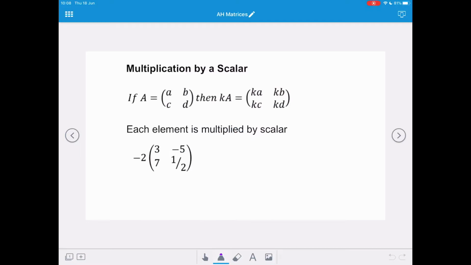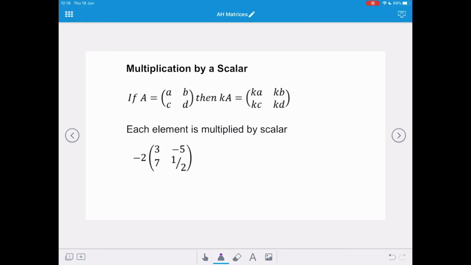And finally, we're going to look at multiplication by a scalar. So if we have the matrix A equals A, B, C, D, then Ka, where K is a scalar quantity, is going to equal Ka, Kb, Kc, Kd. So each element is multiplied by the scalar.